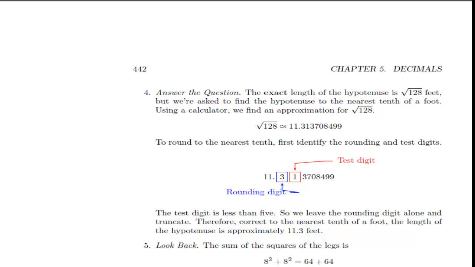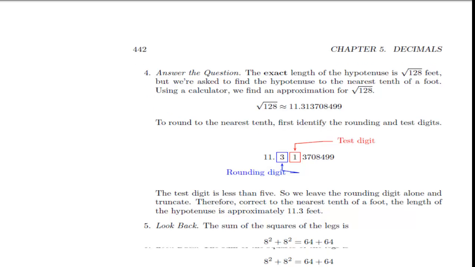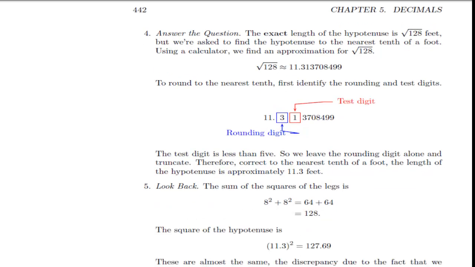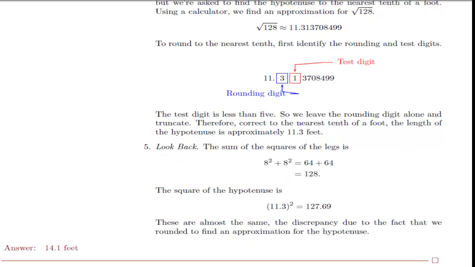Using a calculator, we find an approximation for square root of 128, which is 11.313708499. To round to the nearest tenth, first identify the rounding and test digits. The test digit is less than 5, so we leave the rounding digit alone and truncate, therefore correct to the nearest tenth of a foot. The length of the hypotenuse is approximately 11.3 feet.